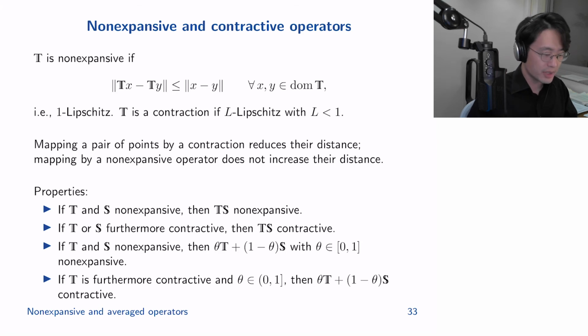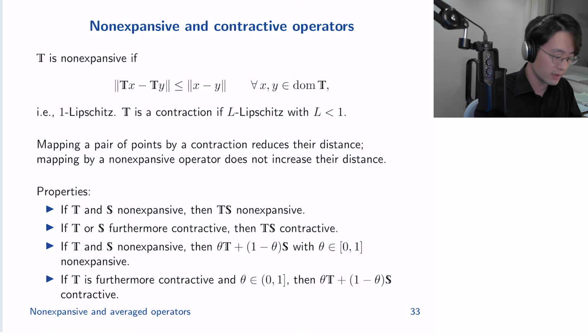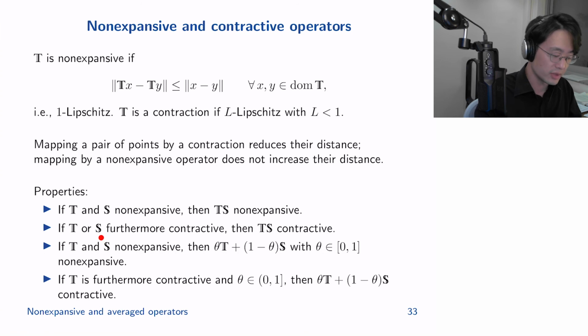Okay, so here are some properties of non-expansive operators. If T and S are both non-expansive operators, then T composed with S is also a non-expansive operator. If T and S are non-expansive, and if one of the two operators, T or S, is furthermore contractive, then the composition is a contractive operator.